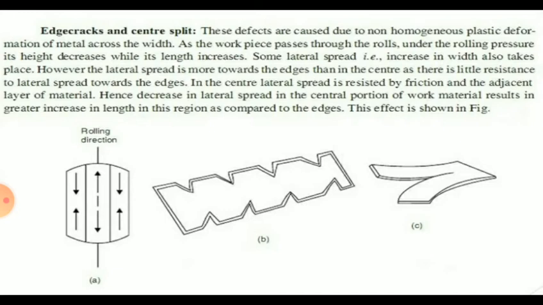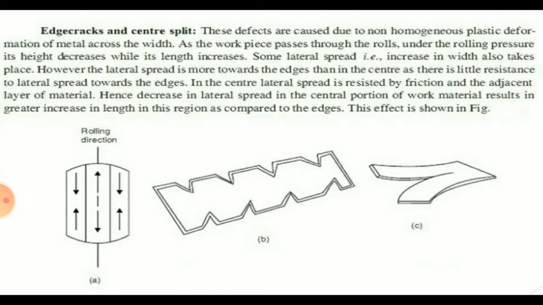The next defects are edge cracks or rounding of edges, edge crack and center split. Now, due to inward shear or frictional forces, there is a tendency for lateral spread. Lateral spread means spread in the transverse direction to the rolling direction. This outward lateral spread is opposed by the inward shear or frictional forces.